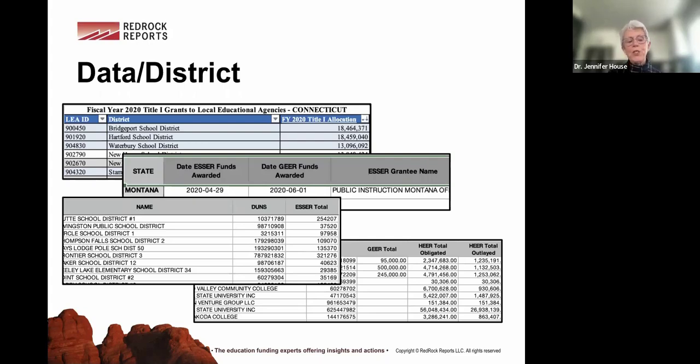So, what you'll see is the school district and the ESSER total. Now, it doesn't have how much the school district has spent, but it does have for the state. So it's a good indication of how much money is there. So great resource for you in that portal.